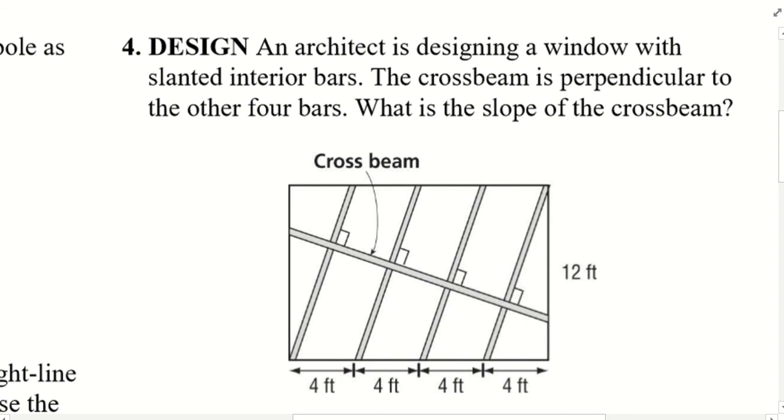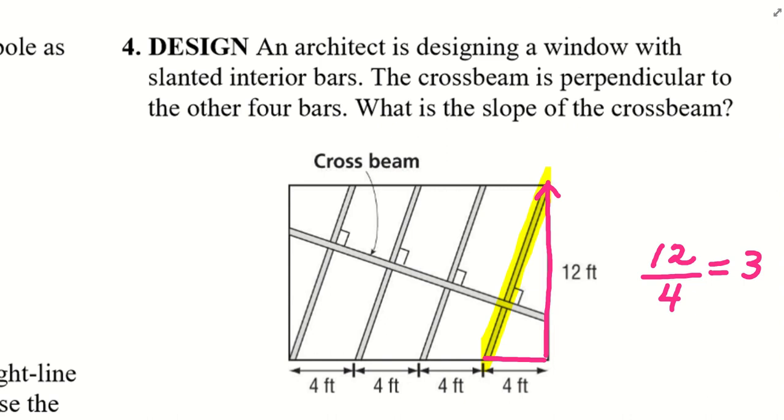So let's take a look at what we do know. I know that I can figure out this slope because I have a rise and I have a run. I have a rise of 12 and I have a run of 4. So if my rise is 12 and my run is 4, that yellow slope is 3, or 3 over 1.